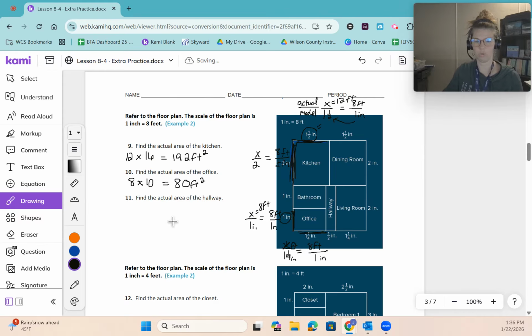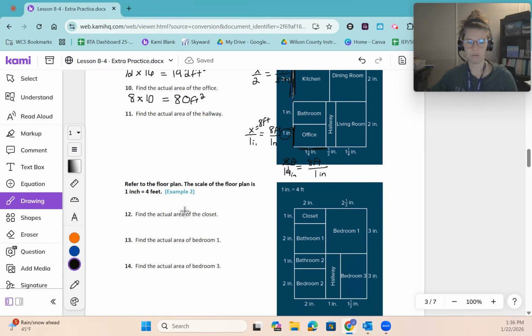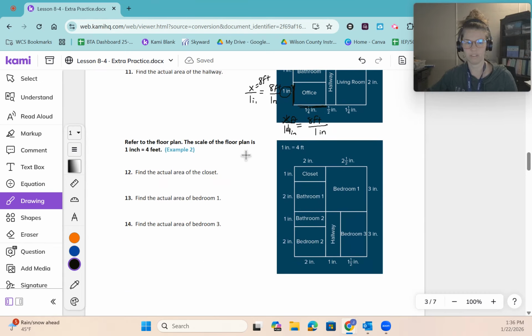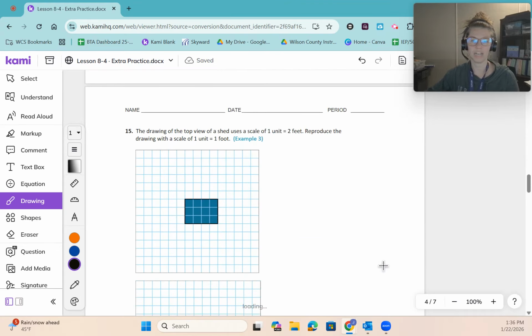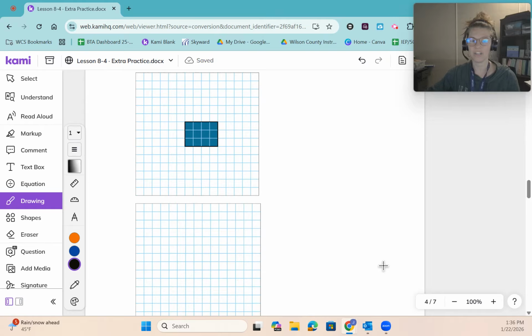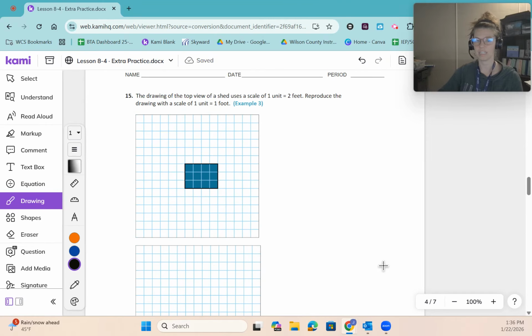You can try the hallway on your own for that one, and then there's a whole other one that you can give a try if you'd like to try that on your own. Then we're going to look at another type of problem where we actually have to recreate a drawing that is to scale. Let's take a look at this one.